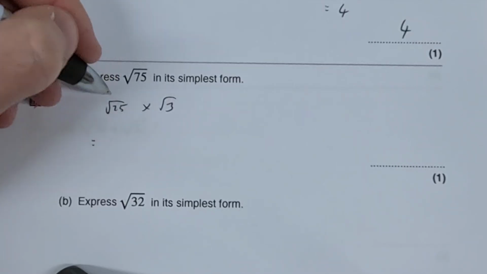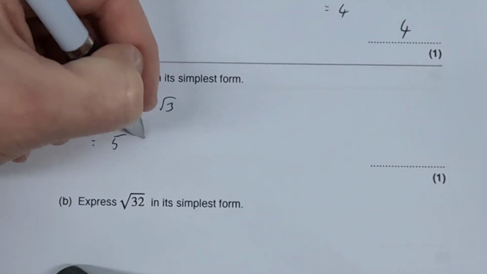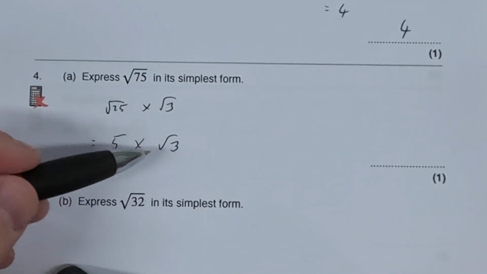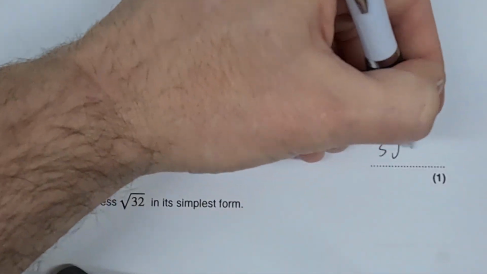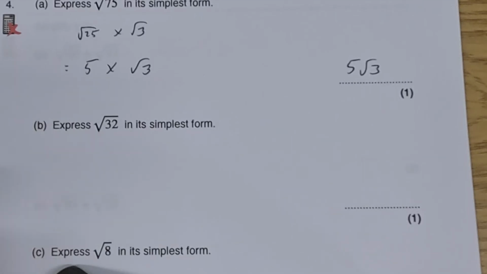Okay, so the square root of 25 is 5. So instead of writing root 25, I'm just going to write 5. And then we've got times the square root of 3. And then we're just going to put these together. 5 times the square root of 3 would just be 5 root 3, 5 lots of root 3. And that's it. So that means if we wanted to simplify the square root of 75, the answer would be 5 root 3. Okay, let's look at the next one, part B.